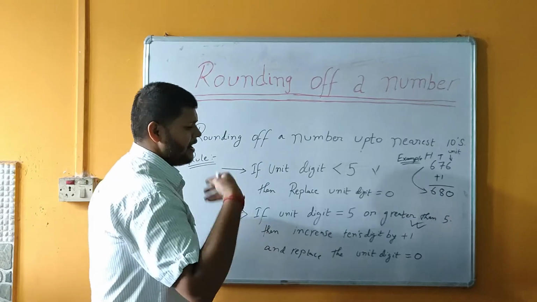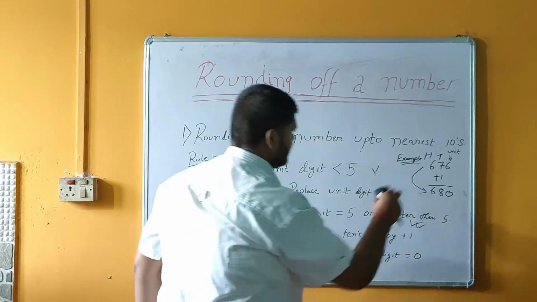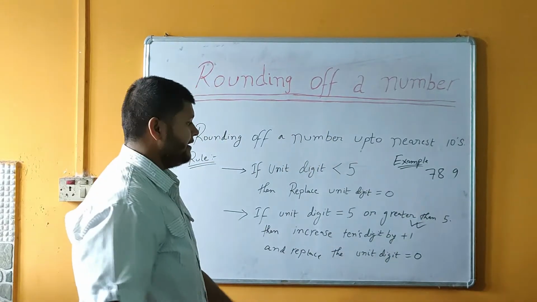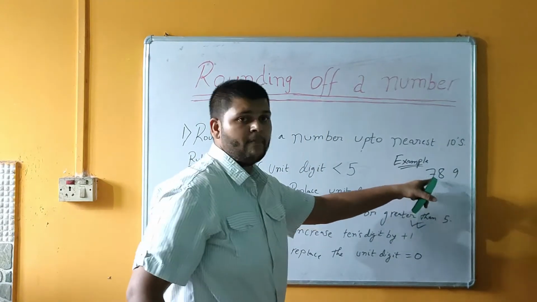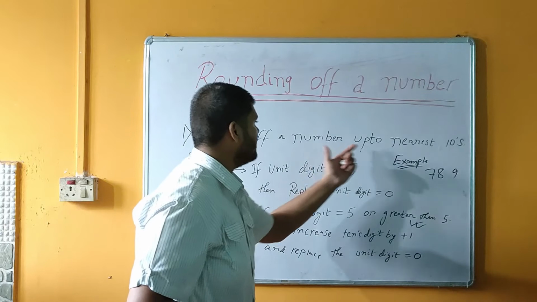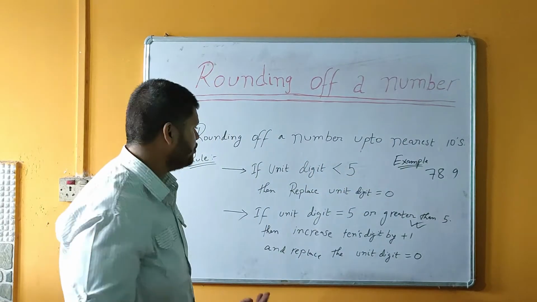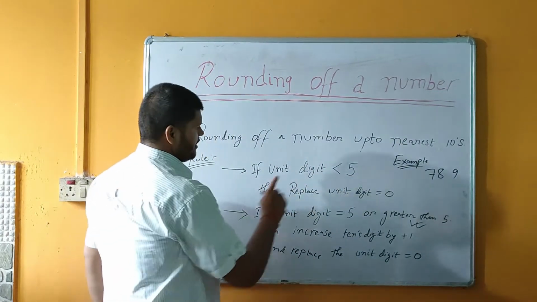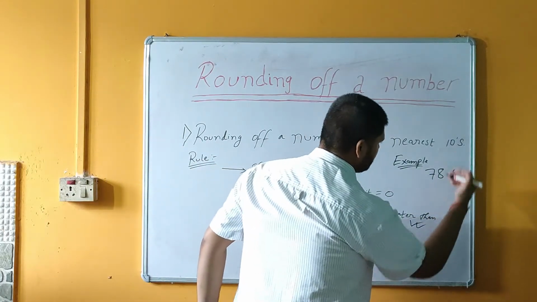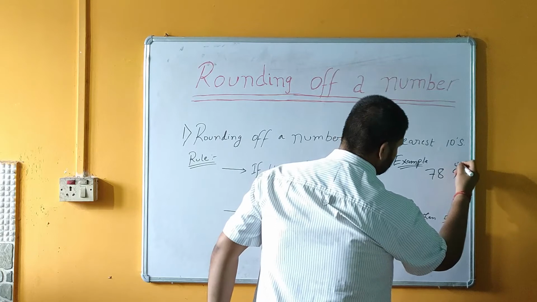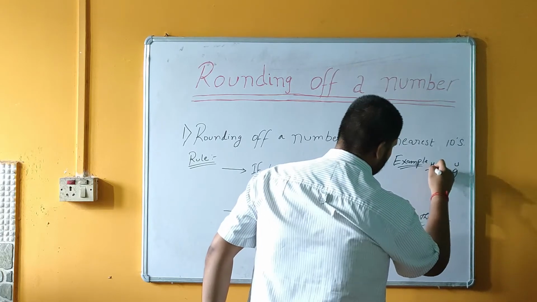So we will take another example. I am erasing this. This is one number and I want to round it up to the nearest tens. So how can I do it? I will see this rule. First of all, I have to write over here on top of it: this is the unit digit, this is tens and this is hundreds.